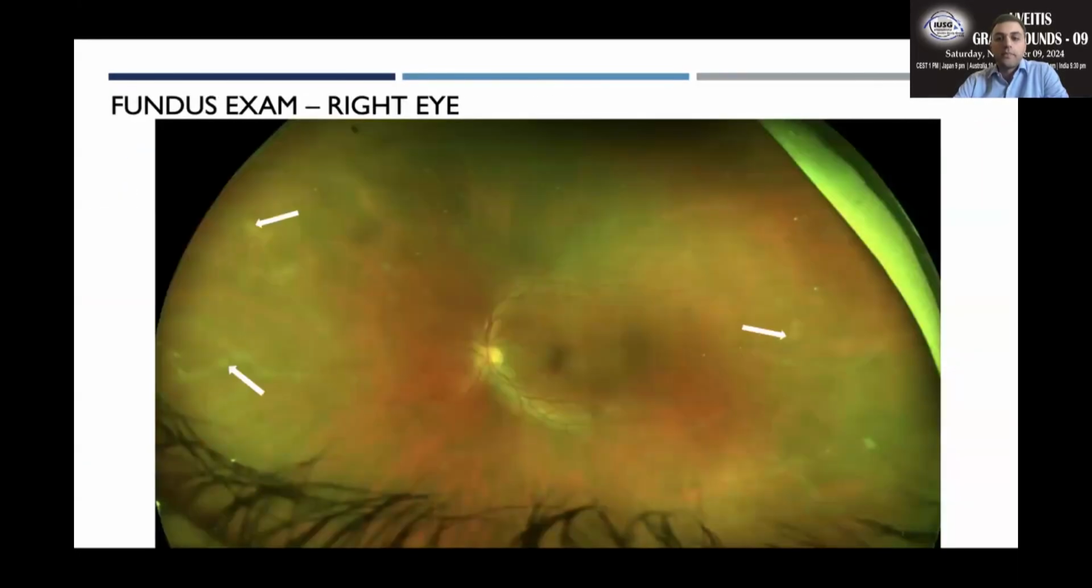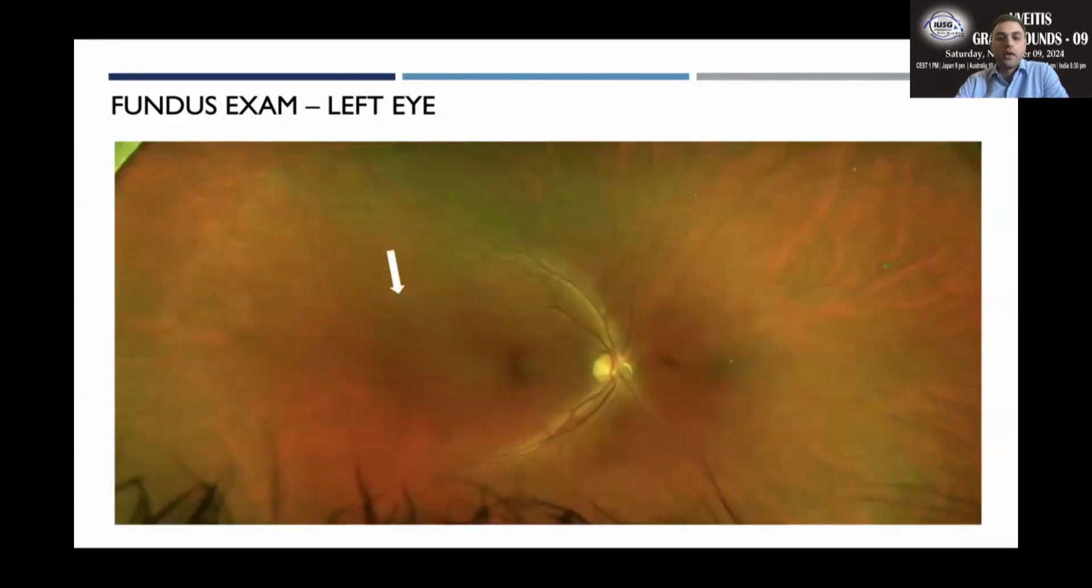During the fundus exam of the left eye, mild vitritis with a bias score of 1 was noted, along with perivascular sheathing observed in the temporal and nasal peripheries. Surprisingly, a small area of perivascular sheathing was observed along the superior temporal arcade in the right eye.